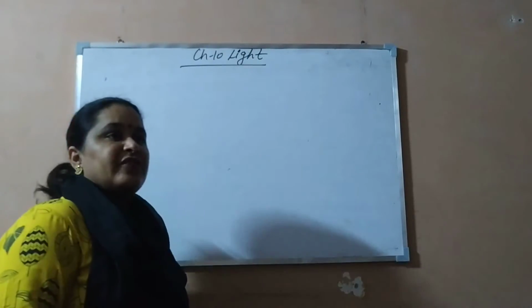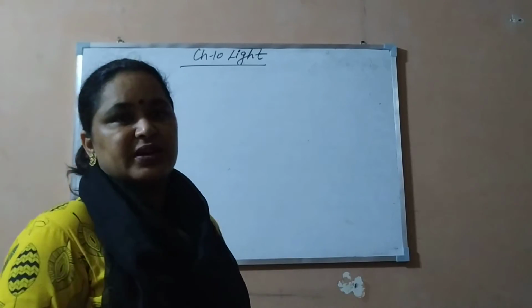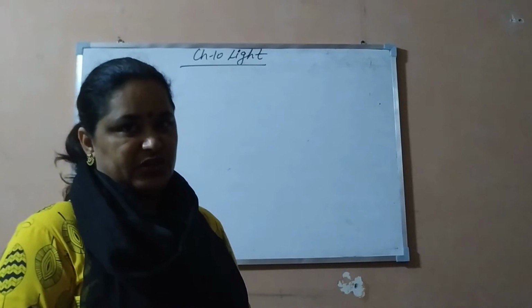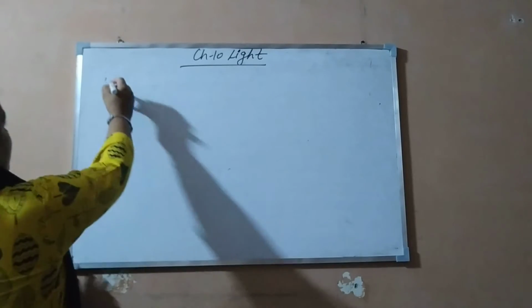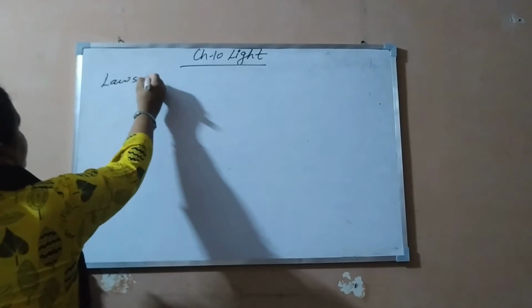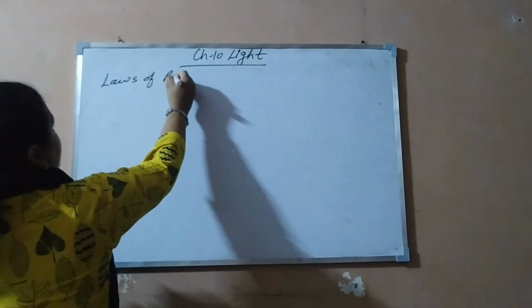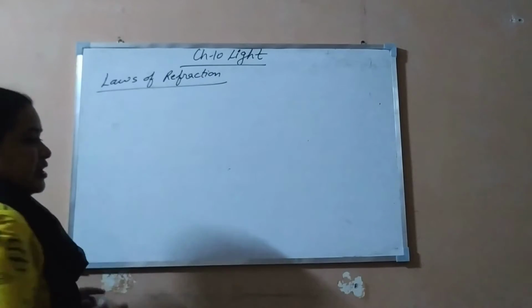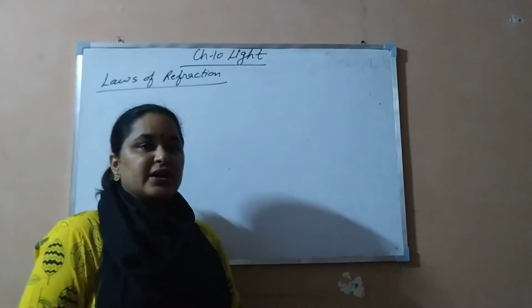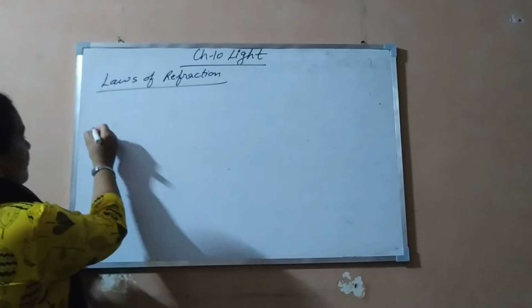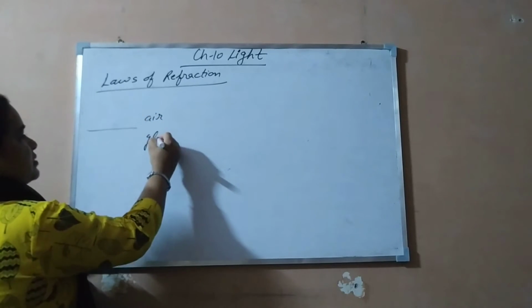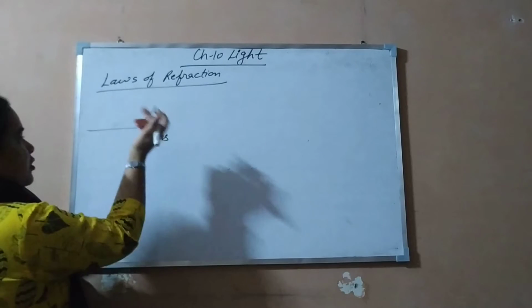In the last video I explained the refraction topic and we also did the laws of refraction. Let us recall those laws. What were these two laws? The incident ray and the refracted ray. We have taken two mediums, air and glass. You can take two different mediums, water also.